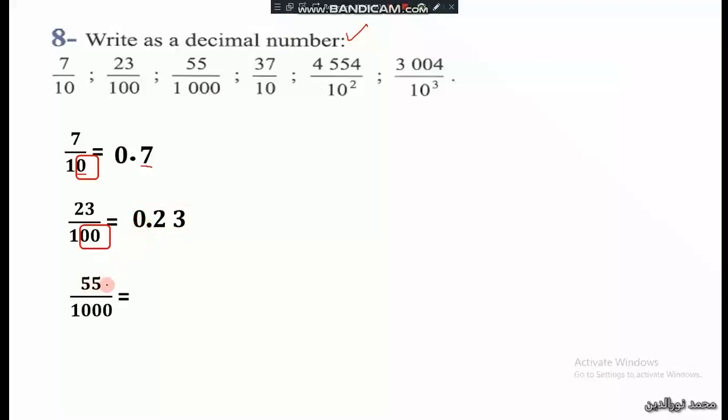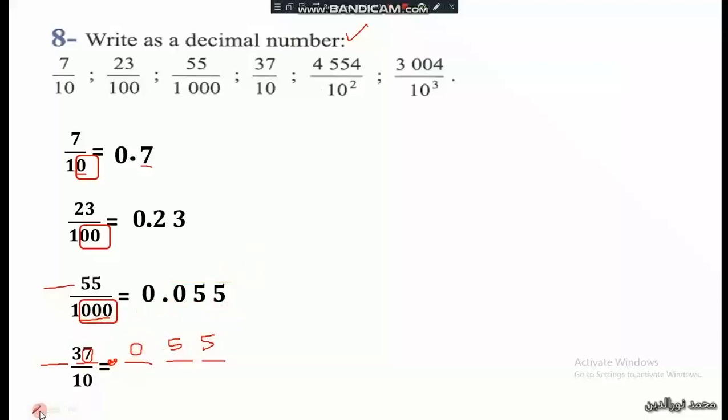And then we have 55 over 1000, 3 decimal digits. So if you want to solve it like this, 3 zeros, that means 3 decimal digits, 1, 2, 3 decimal digits, and the point is right here. And then we start from the right. We put 5 and then 5, and there are no numbers here, so we have to fill with 0 and 0. So it becomes 0.055 or 55 thousandths.